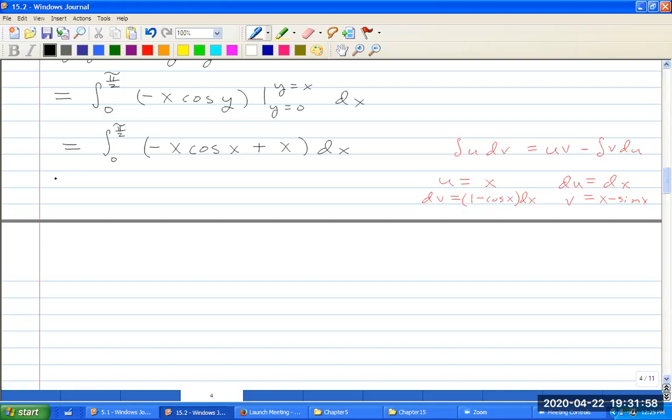So this is equal to x, okay. And so this is equal to x minus sine x for x between 0 and pi over 2, minus integral between 0 and pi over 2 of x minus of v du. So it's x minus sine x dx.